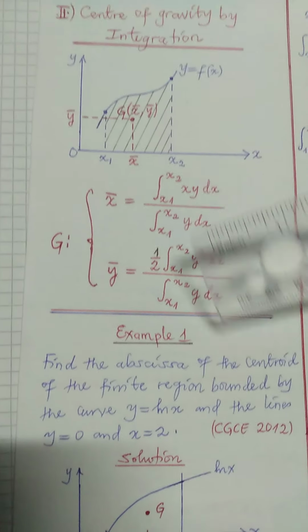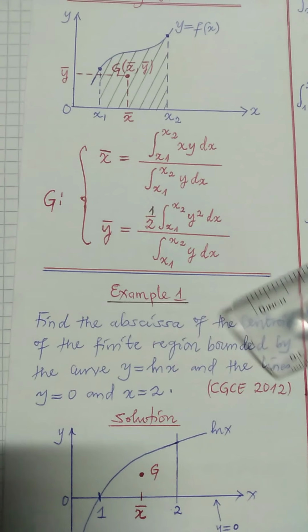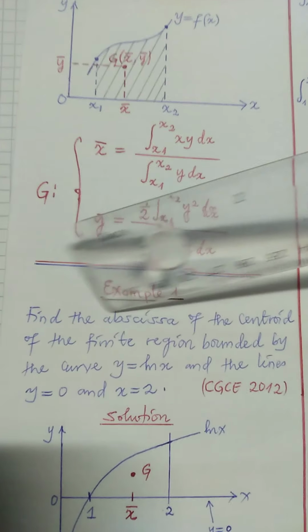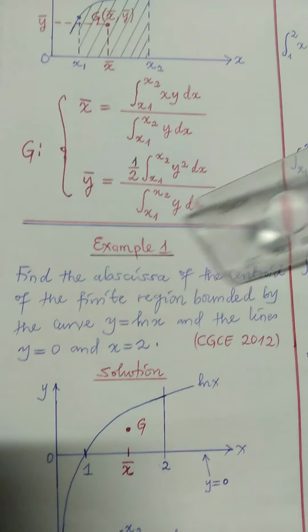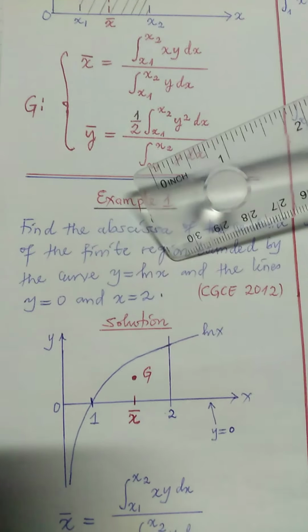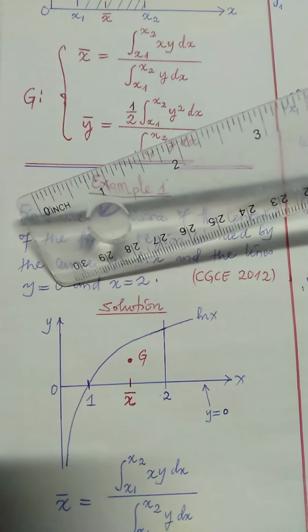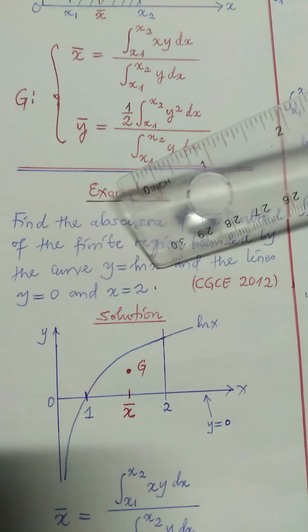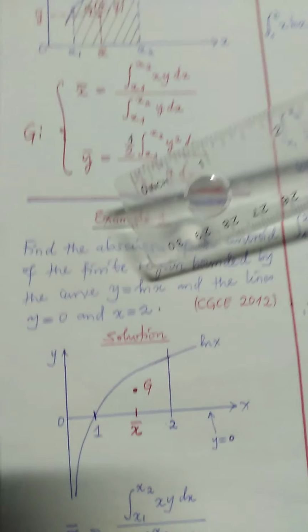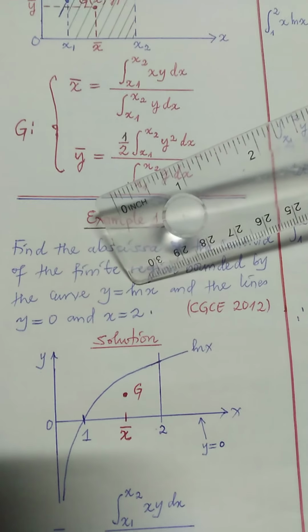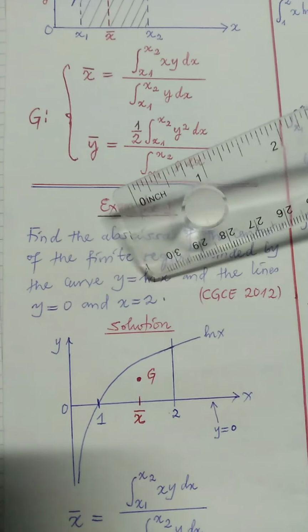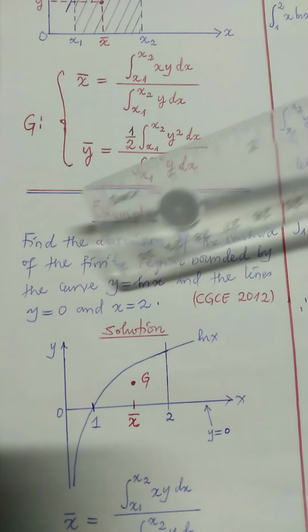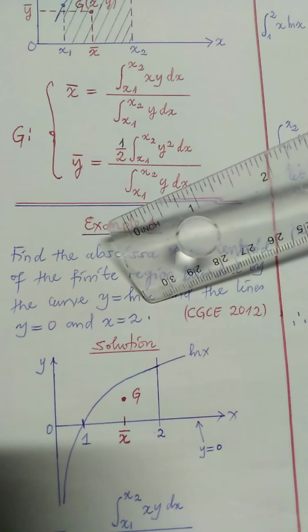As an example, we take Cameroon GCE 2012. We are asked to find the abscissa of the centroid of the finite region bounded by the curve y equals ln x and the lines y equals 0 and x equals 2. Here you may be tempted to say that this is your x1 and this is your x2, but of course no. So you begin by illustrating your function.